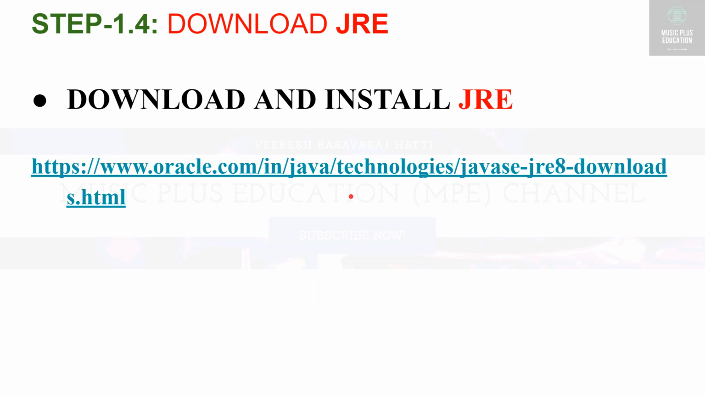This is about installing Eclipse Oxygen, JDK and JRE. JRE stands for Java Runtime Environment. JRE is used to run the program. If you want to run any Java program, you must install JRE. Now make sure that both JDK and JRE are installed on your computer.